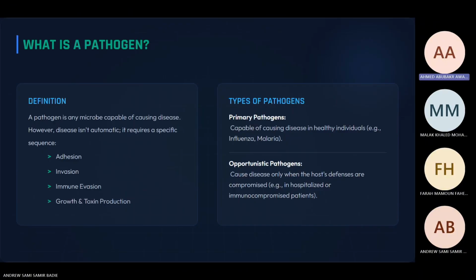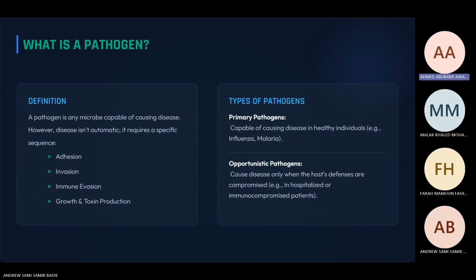It has to stick to you. It needs to invade the tissue and evade the immune system, and it has to grow and reproduce, and it can produce toxins. So any miss in these steps is going to break the process of the disease. We have two main types of pathogens, which is the primary pathogen.